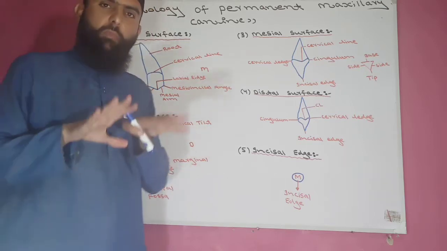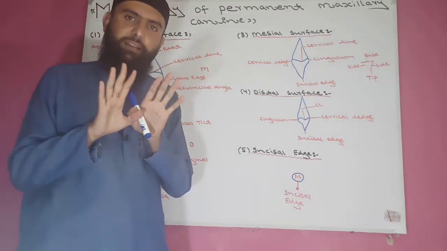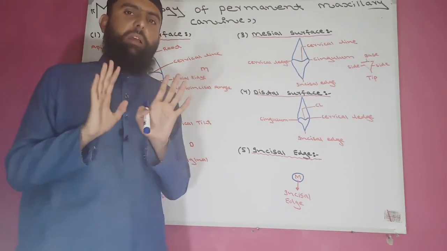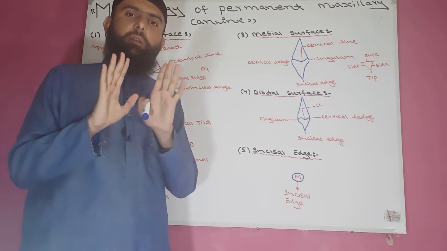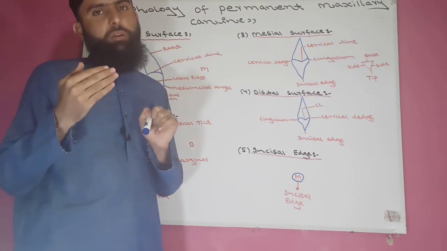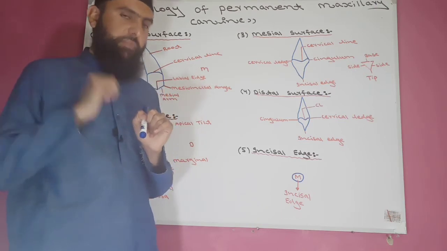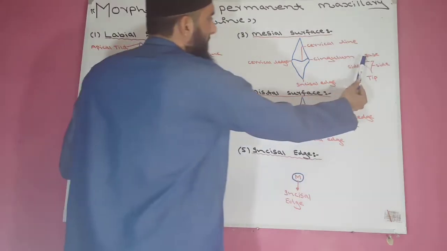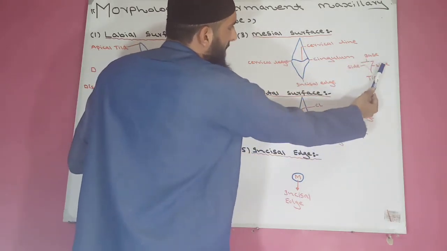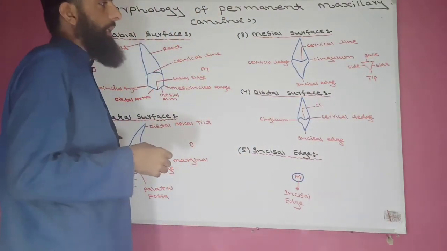Now the mesial and distal surfaces of all anterior teeth are triangular in shape. This means the shape looks like a triangle. Now first we understand the structure of the shape of a triangle. Now here this is the triangle, this is the base of the triangle, this is the tip of the triangle, and this is one side of the triangle, this is the other side of the triangle.